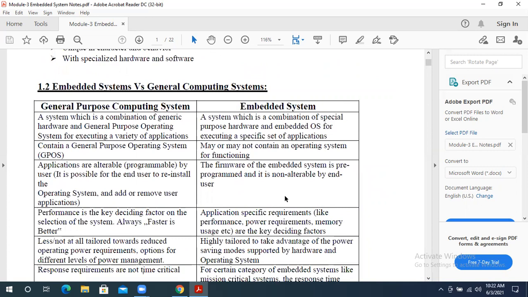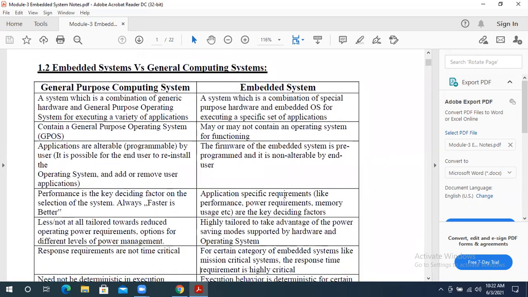I think they are listed around 6 to 7 differences. So we'll take one by one here. In the first column, I'm having the normal computers, and in the second column we are having the embedded system. So we'll see the differences between the normal and the embedded systems here.